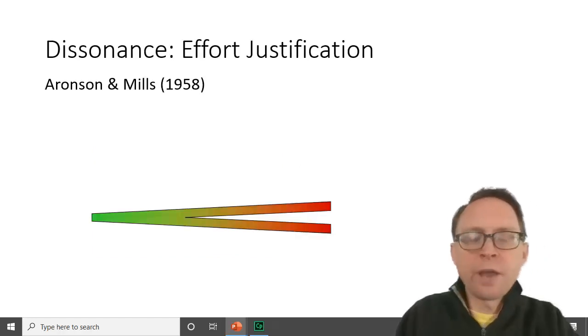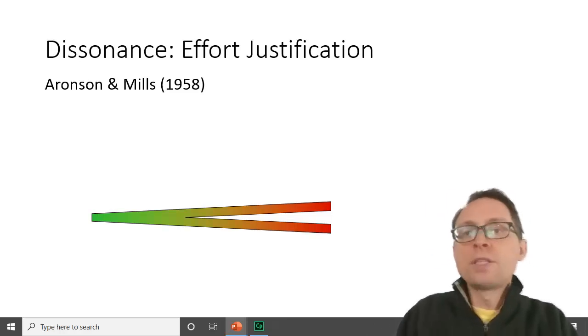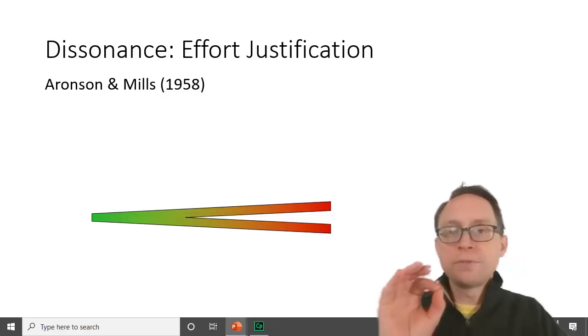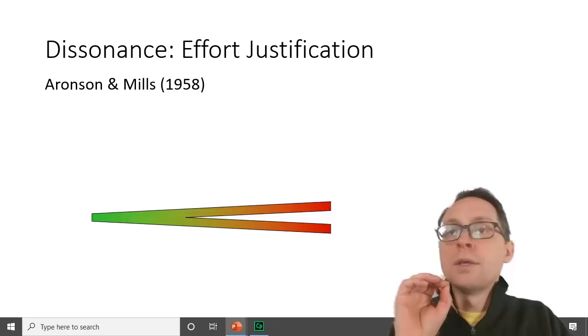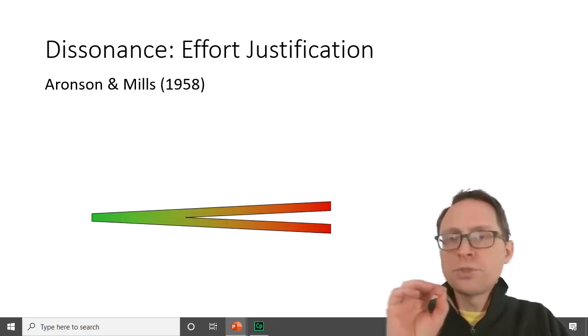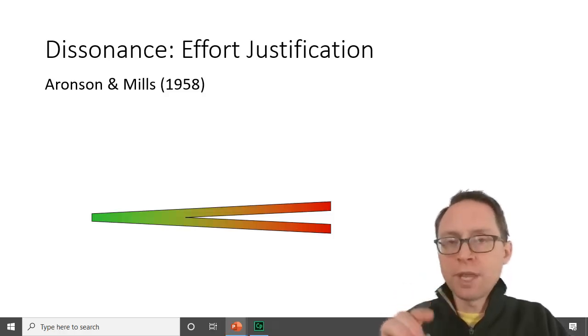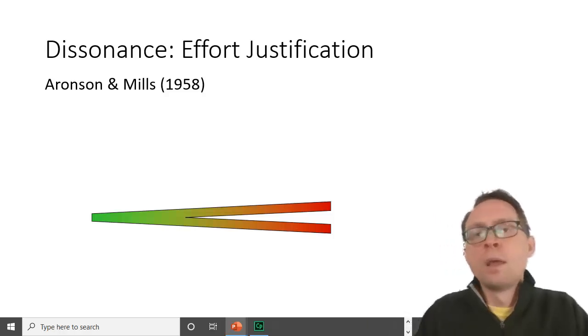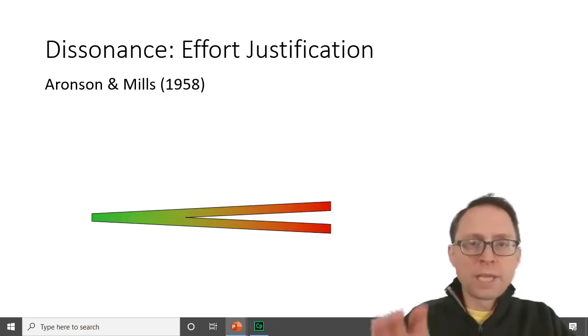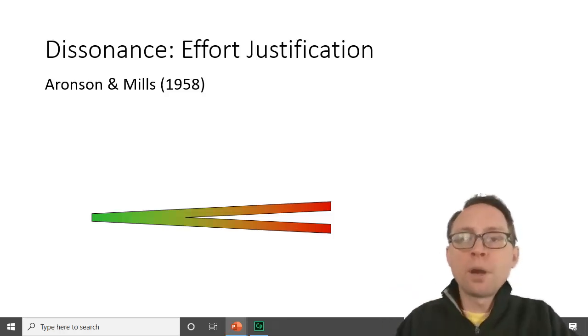Let's do one last study. Effort justification, Aronson and Mills, 1958. Remember, this is 1958, okay? And this is really important. So the participants are all women, college students at Stanford University in 1958. This is really important because it probably wouldn't get quite the same results if we did this test today. So in this experiment, here's what happens. People are recruited, all women in this case, to be a part of a discussion section on sex.